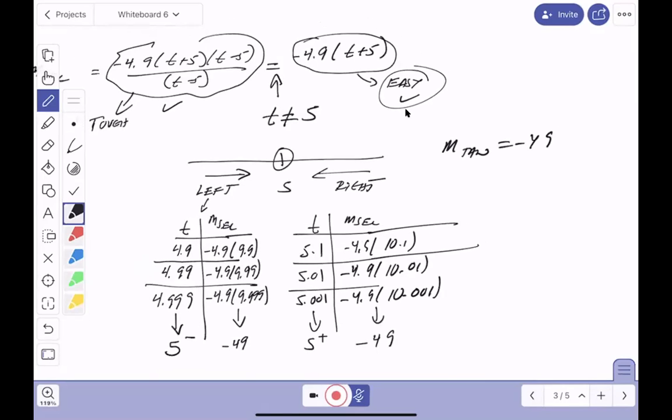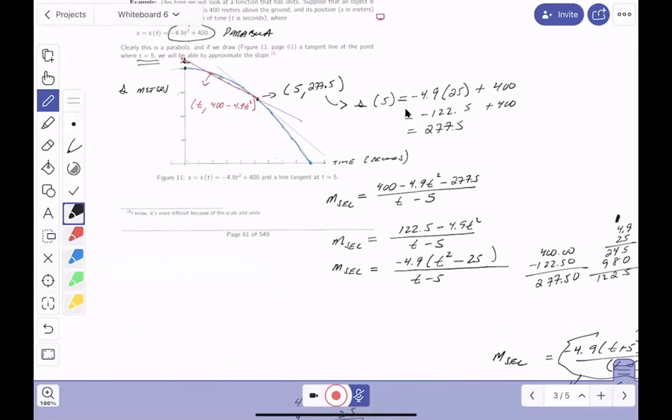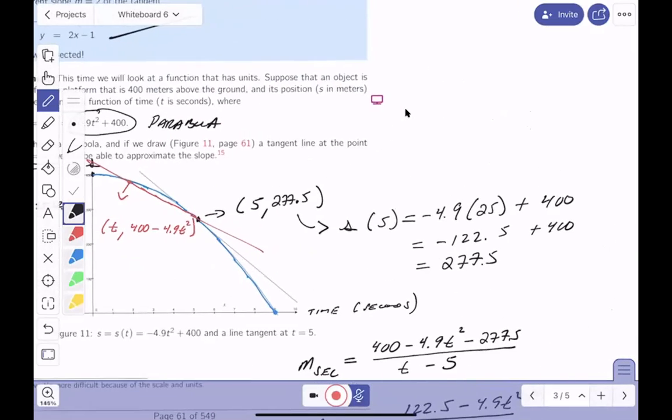So what I want to do is go back to the picture and talk about it. I'm going to talk about the slope of the secant line, which is, I'm sorry, the slope of the tangent line, M tangent, is minus 49. And so it says, I wonder what that means. Well, that's going to be the delta S over the delta T. That's slope, right? What's the unit on S? Meters. What's the unit on T? Seconds. Meters per second.